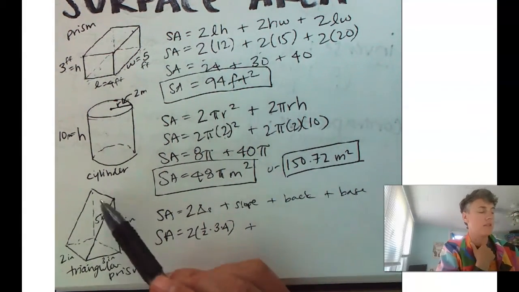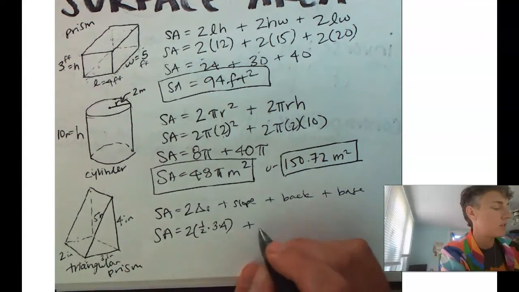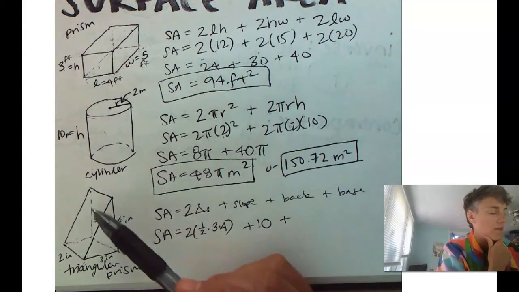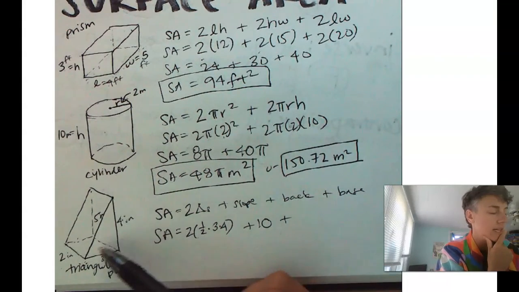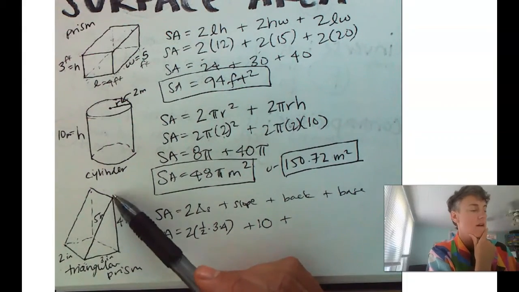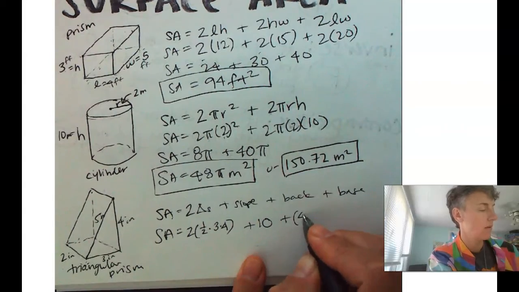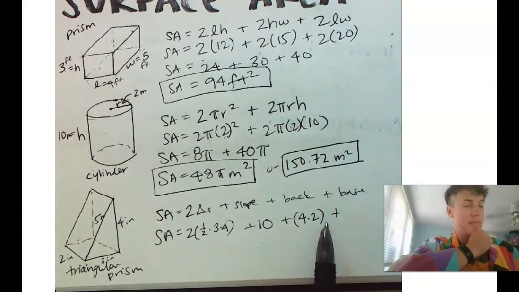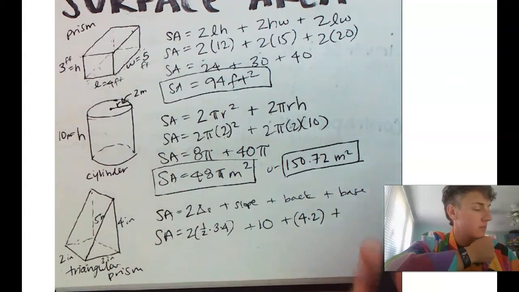Plus, we need the area of this sloped side, which is 2 times 5, which is 10. Plus, we need the area of the back, which is 2 times, how long is that side? Well, that's the same as that side, so 4 times 2, which is 8. I probably could have just written 8. And then the base here is 2 times 3, which is 6.